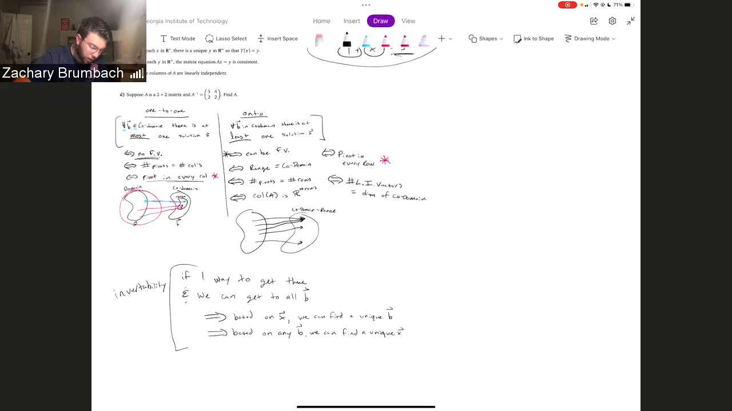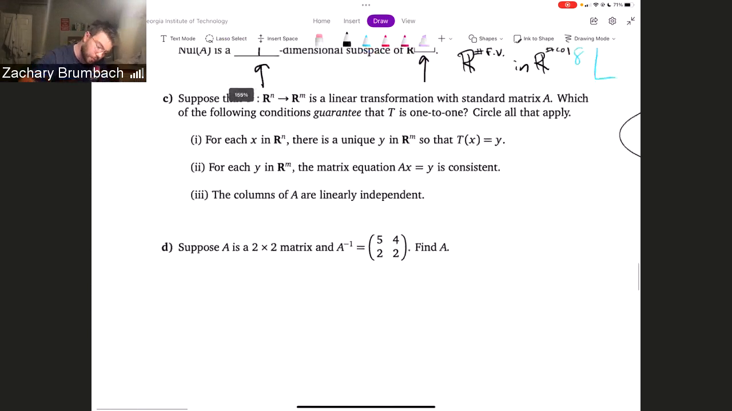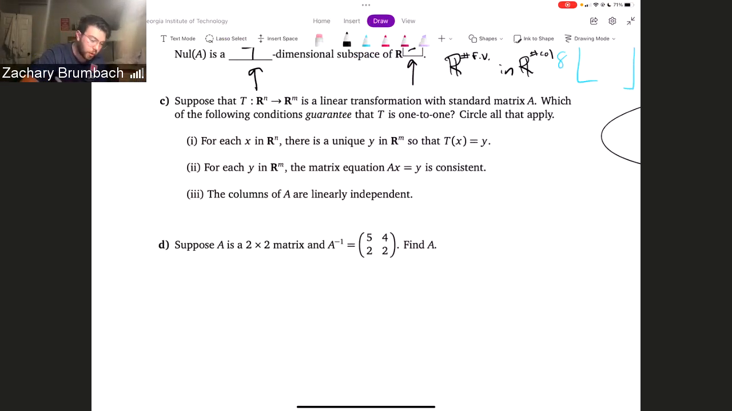So, talking about all of this for onto and one-to-one. All right, I'll move those notes over there. Suppose that T is Rn to Rm, okay? So Rn to Rm. N is where we start, M is where we end, okay? So we can draw the matrix like that. It's a linear transformation with standard matrix A. Cool. A is a matrix. Fantastic. Which of the following is guaranteed that T is one-to-one? So this question is asking which of these mean the same thing as one-to-one, okay?